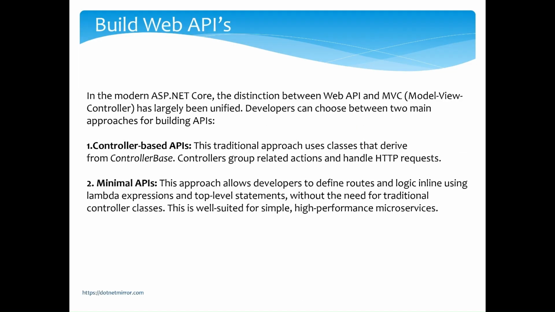In modern ASP.NET Core, you have two main choices for building these APIs. There is a controller-based approach, which uses classes and attributes to group actions. Then there is a minimal API approach. Minimal API allows you to define your routes and logic directly in your program.cs using lambda expressions. This approach is high performance and perfect for building lean microservices.